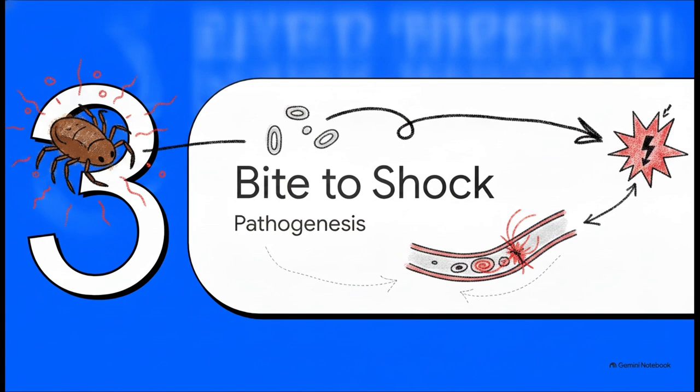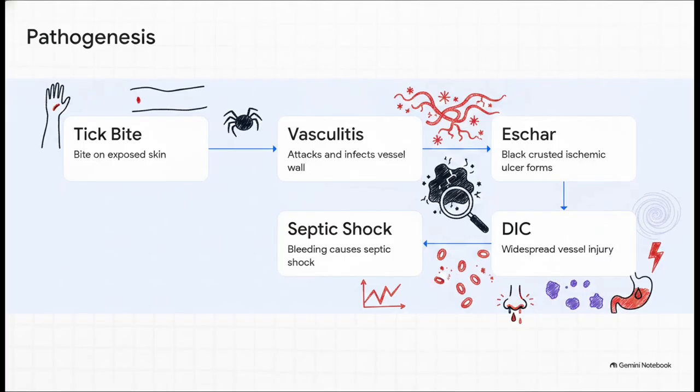Let's trace the mechanistic flow here, from the initial bite straight to systemic shock. It's really like a terrifying domino effect. First domino, a tick bite on exposed skin, usually hands, feet, face, or the neck. Once inside, the Rickettsial pathogen specifically targets and attacks the blood vessel walls, which causes vasculitis. This local injury creates a black, crusted ischemic ulcer at the bite site. But it definitely doesn't stop there.